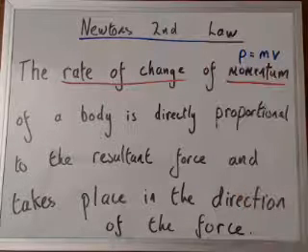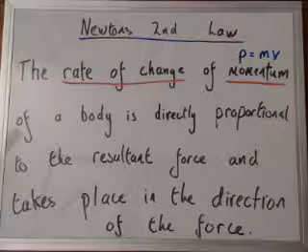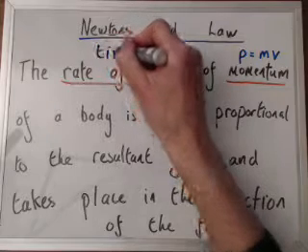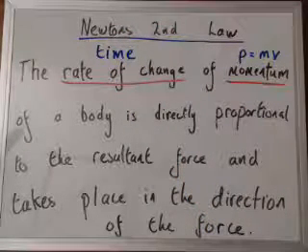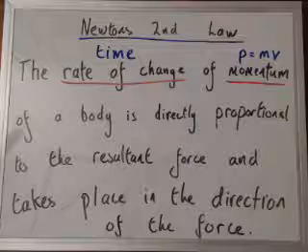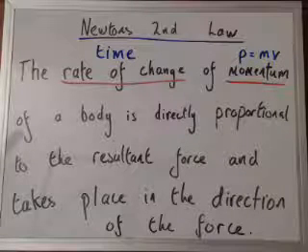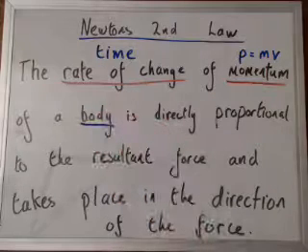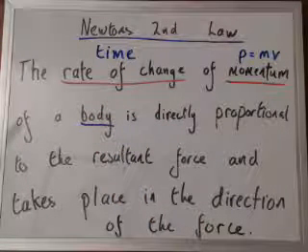Now rate of change refers to time. So how does momentum change with respect to time? Okay, where else do we have? A body. A body could be anything here, and that could be anything from an electron to a container ship.